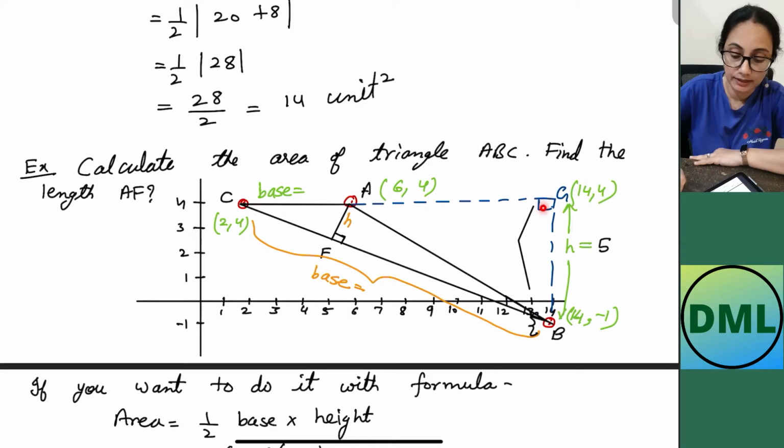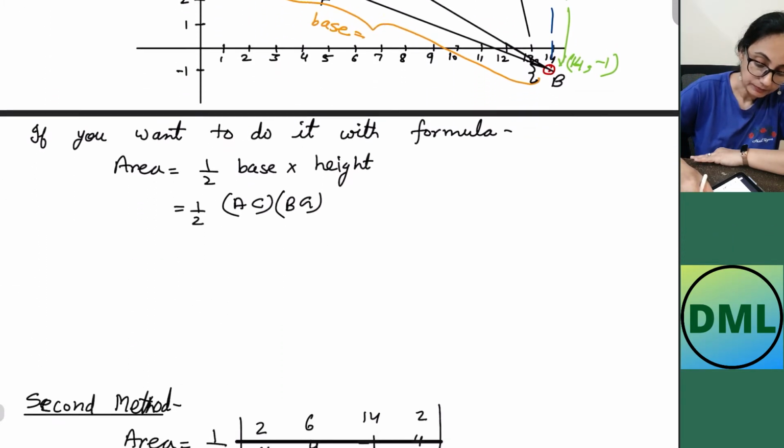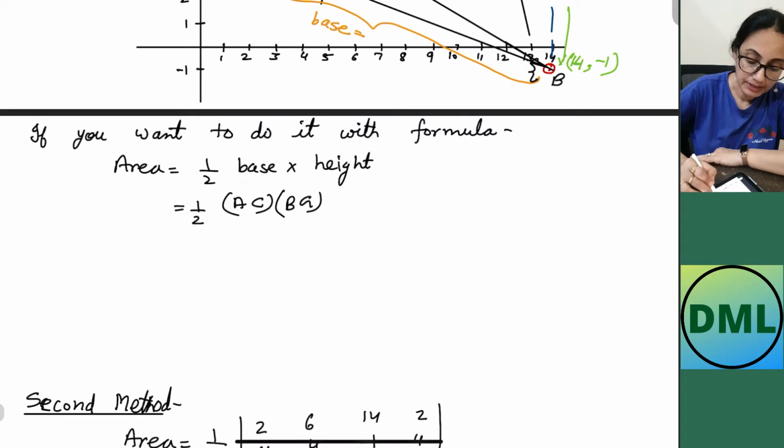This is again a right angle triangle. Now in this triangle, the base is AC and the height is BG. It is 4 units above the x-axis and 1 unit below the x-axis. So the total height h is equal to 5 units. Now let's apply this formula here. Half base times height. Our base is AC and my height is BG. Now let's calculate that.